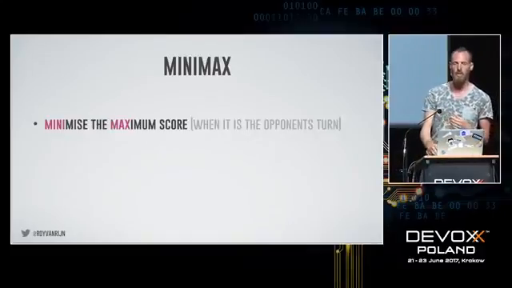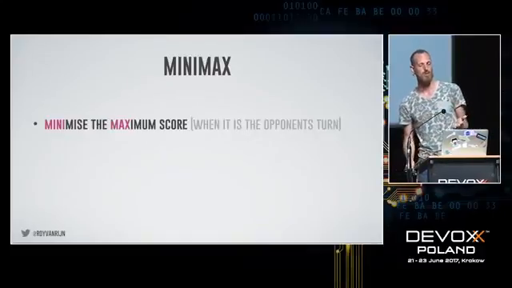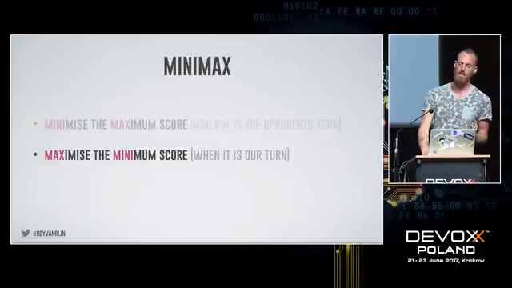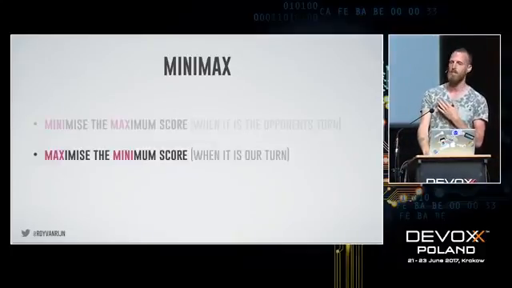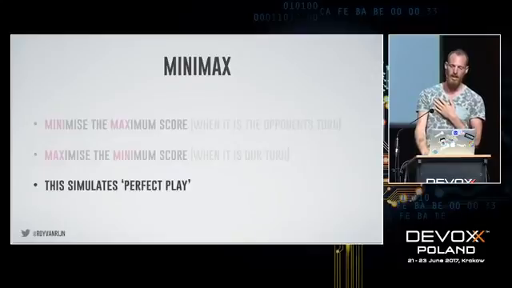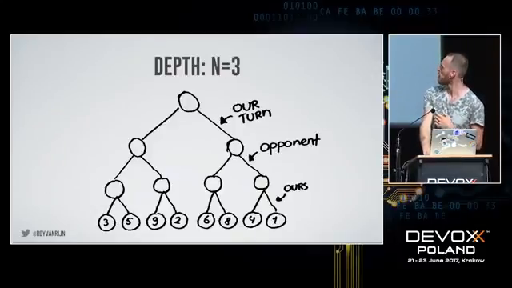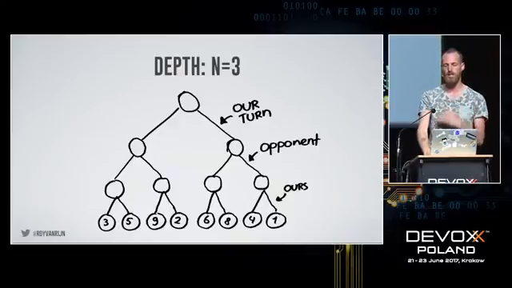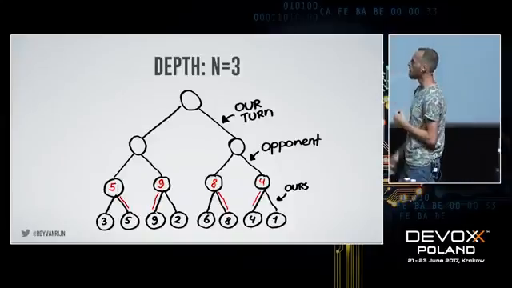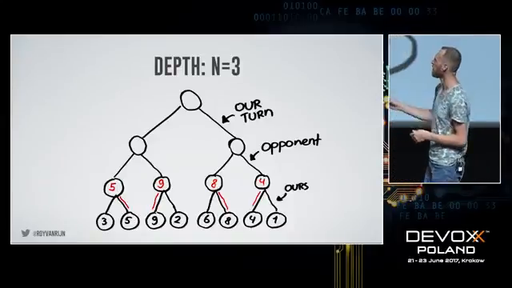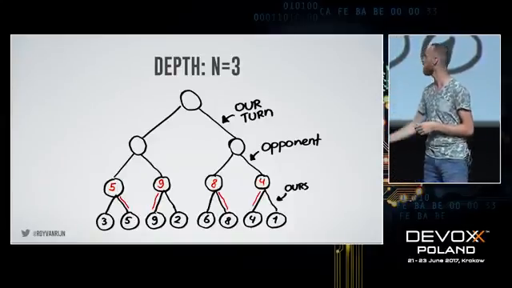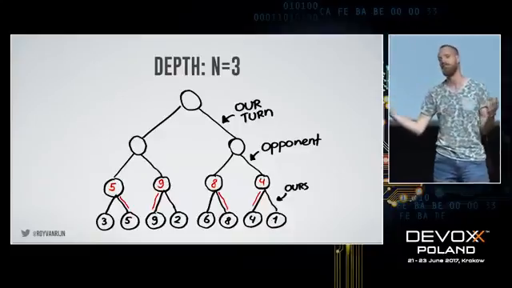What you do, you try to minimize the maximum score when it's the opponent's turn, and when it's your turn, you try to maximize the minimum score. This is perfect play. Back to the example. What do? We start at the bottom, and we evaluate those nodes. It's our turn, so we can pick the highest score. So in case of 3 and 5, we pick 5. In case of 9 and 2, we pick 9. Trivial.